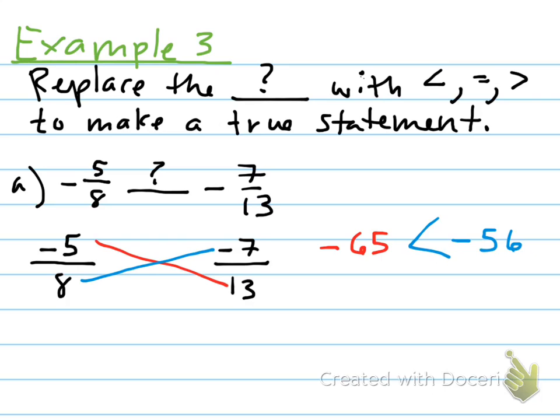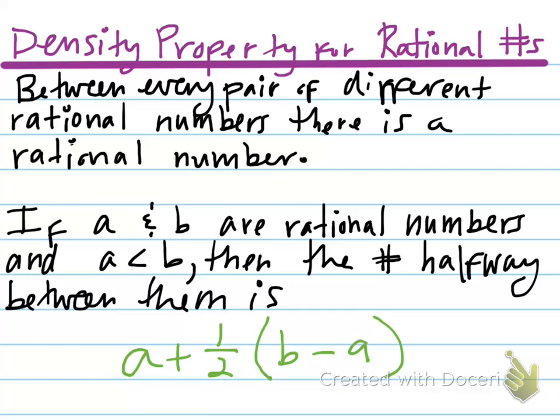So what that means then is that -7/13 is the bigger number. So I'm just going to erase this and replace it here with the less than. So -5/8 is less than -7/13.